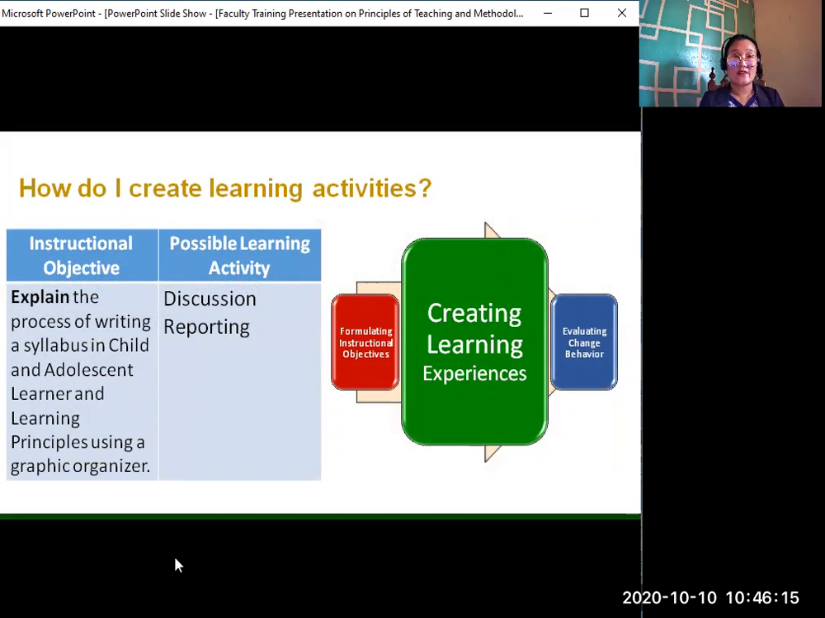Now, how do I create my learning activities? First of all, we need to look at our instructional objective in order to determine the possible learning activity. In this example, the instructional objective is to explain the process of writing a syllabus for child and adolescent learners and the learning principles using a graphic organizer. So upon knowing that, we could easily think of an activity that will necessitate students' engagement in a discussion wherein the skills of explaining will be developed, or it could be in reporting.